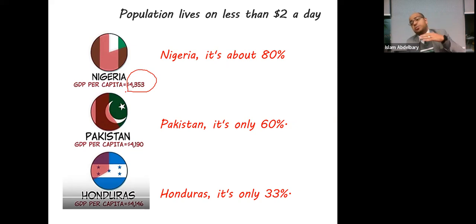The situation is much better in Pakistan, but it's still not good, because poverty is 6%. And Honduras is much better than Pakistan and Nigeria, because the poverty is lower. So just 33 of their population is under the poverty line, which means there is more income distribution in Honduras than Pakistan and Nigeria, and Pakistan is better than Nigeria.